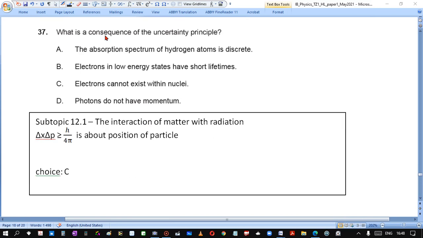Question 37. What is the consequence of the uncertainty principle? So the uncertainty principle gives us uncertainty in the position of particles. So we choose which line is about position. So about position is line C. Electrons cannot exist within nuclei.